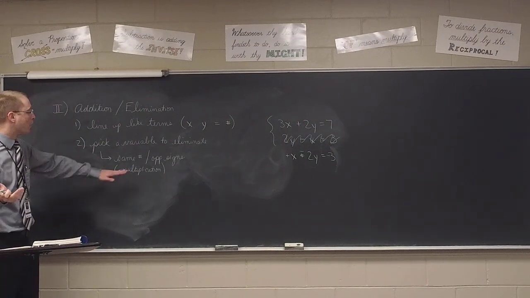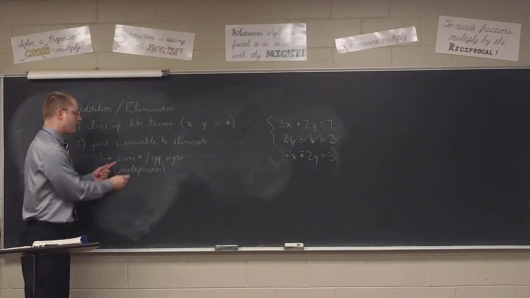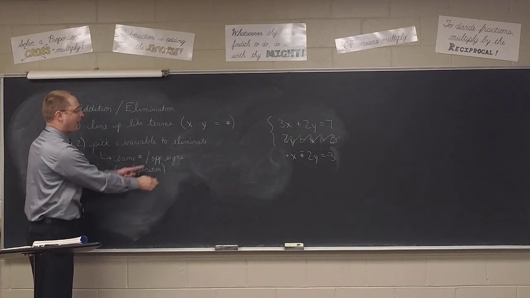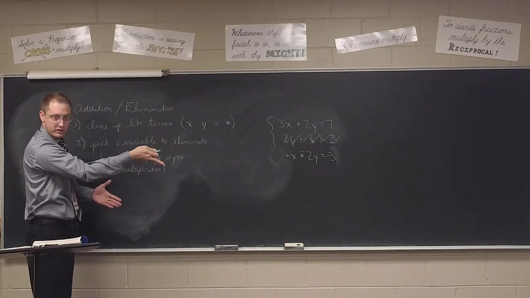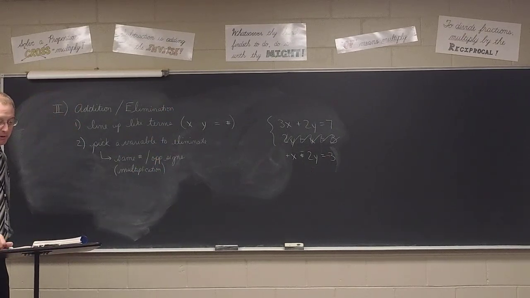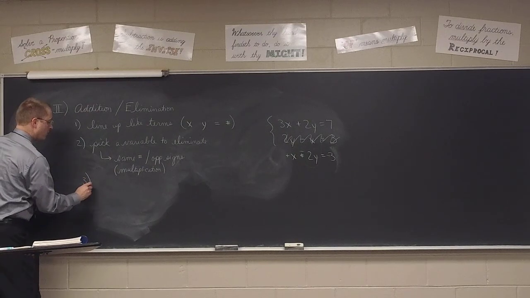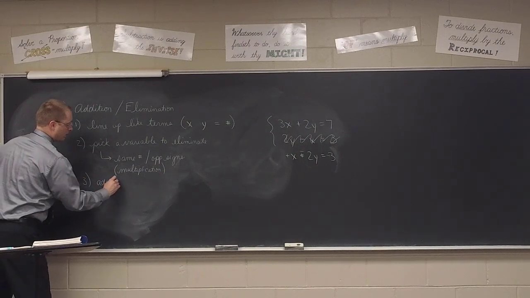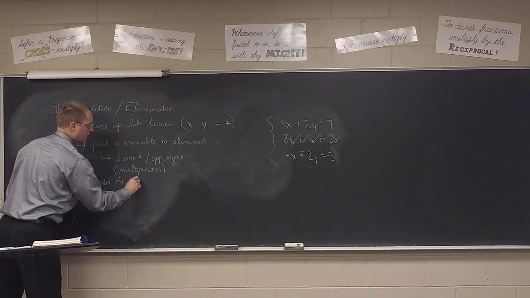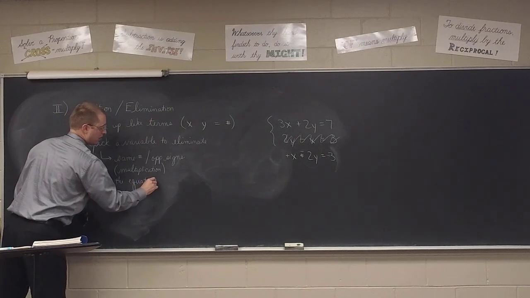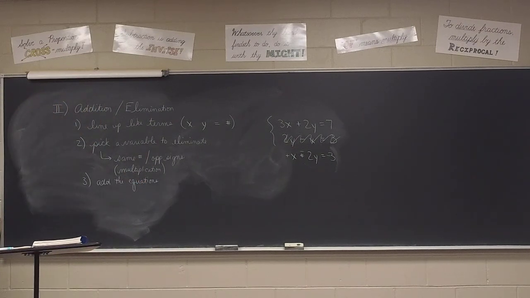That's basically multiplying by a negative 1. And now notice what we have. Same number, 2y, opposite signs. One's positive, one's negative. So in step 3, we will add the equations.